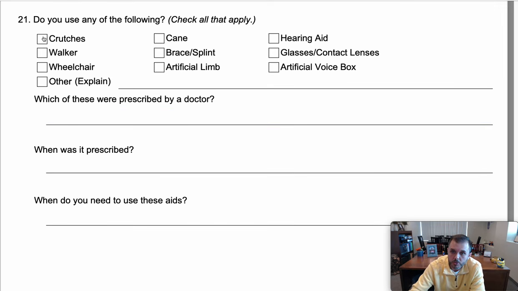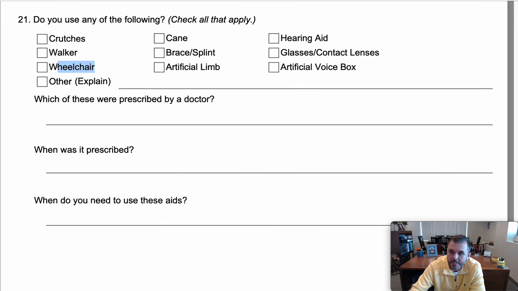Crutches, usually you only use crutches in the short term, 3 to 6 months. If that's not the case, then you want to have medical documentation from your doctor that crutches are necessary on an ongoing basis. Remember, disability is the inability to perform work that is going to last at least 1 year. So if you're off work for 6 weeks with crutches, that's not going to get your Social Security disability. Walker, same thing. Wheelchair, same thing.